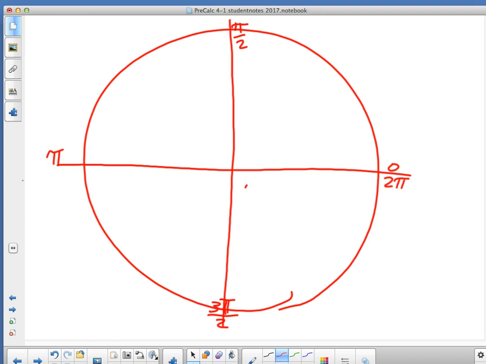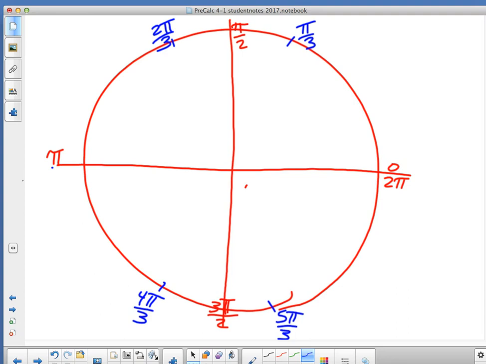Okay, so I've gone pi over 2. Let's go pi over 3. So pi over 3 is a third. If this is pi over 3, this is 2 pi over 3. This happens to be 3 pi over 3, which is just pi, okay? And down here I have 4 pi over 3. And then I have 5 pi over 3. And then I have 6 pi over 3, which is the same as 2 pi for 1 revolution.